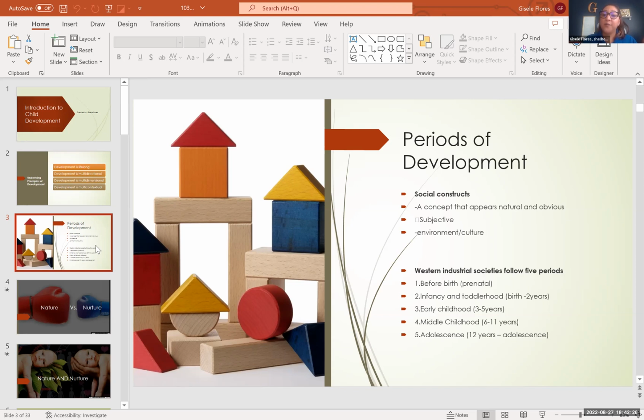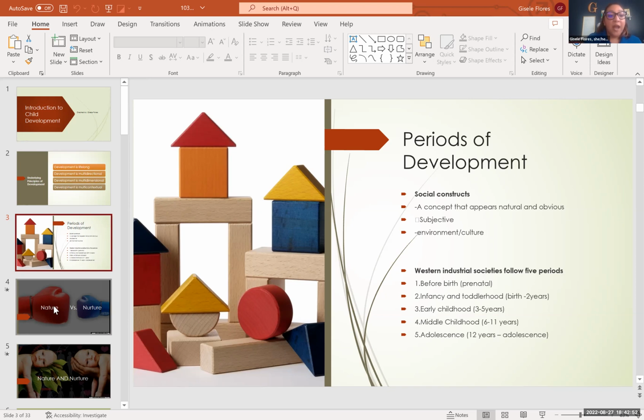And then the third one is early childhood, so 3 to 5 years old, middle childhood, 6 to 11 years old, and adolescence, 12 years to, and then we say adolescence, but we're looking at early 20s, really. So we're going to go through all of those periods of development in a lot more detail throughout the semester, but this is just an overview and introduction.